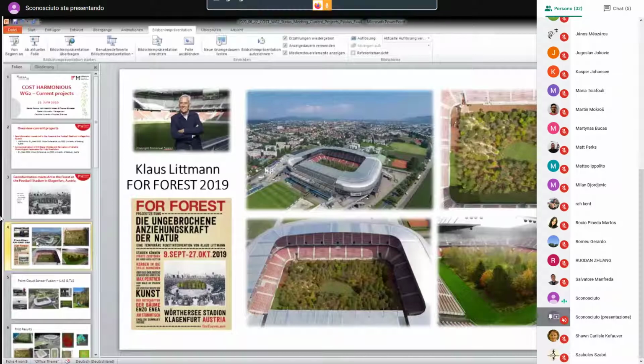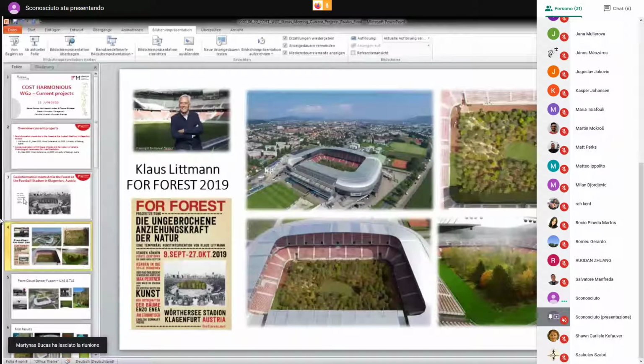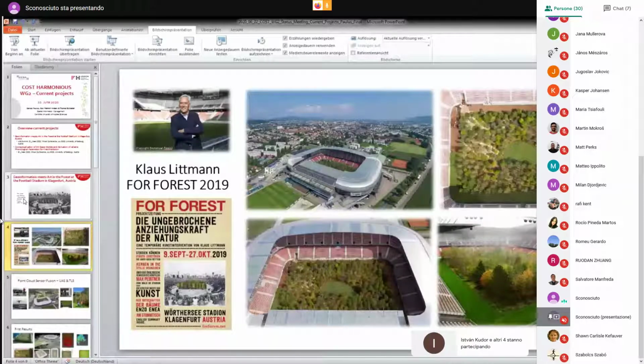So what you can see here is actually the real world implementation. This was done by the Swiss artist Littmann, and he brought this idea of Max Peintner from the 70s to the real world. This was actually the largest public temporary art installation in Austria. He planted a European mixed forest of about 300 trees into a football stadium in Klagenfurt in Austria. This was one of the stadiums where the European Championships were played.